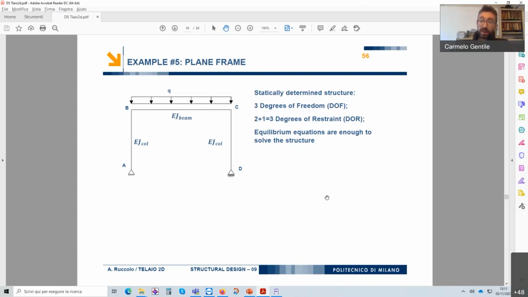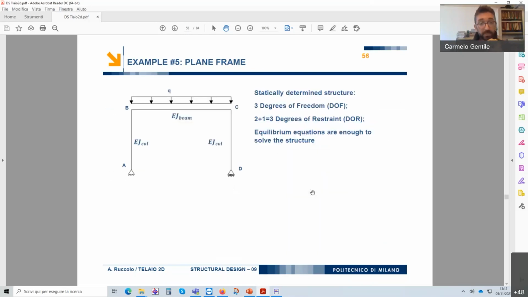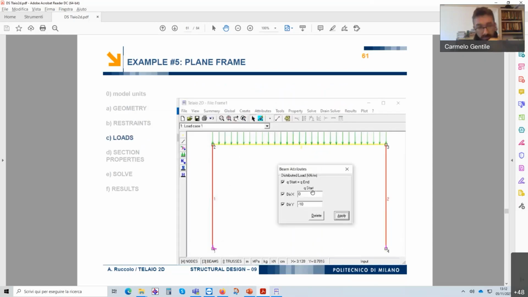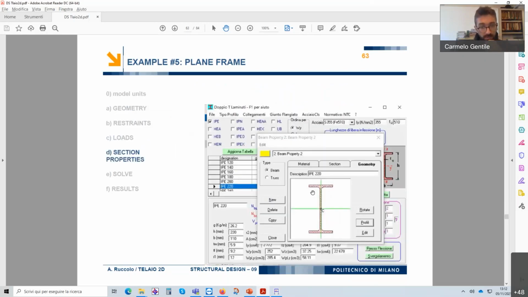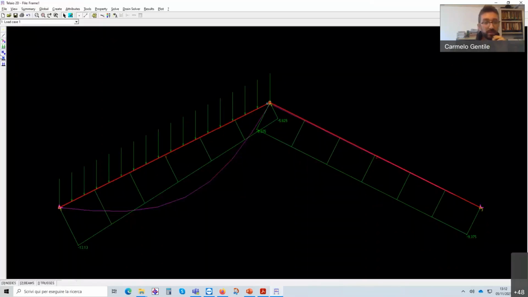So, in this case, we have a plane frame with a hinge here and a vertical support here. So basically we have 3 degrees of freedom and 2 plus 1, 3 degrees of restraint. So it is statically determined. Okay, let's go to it.